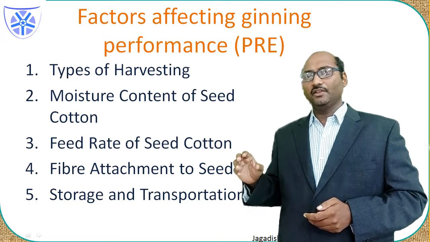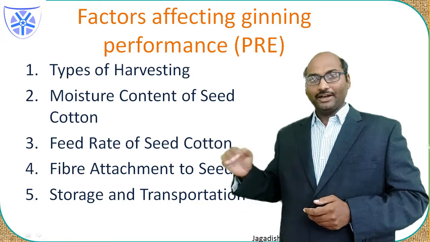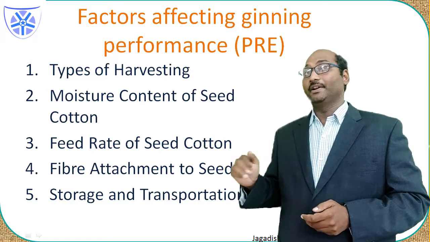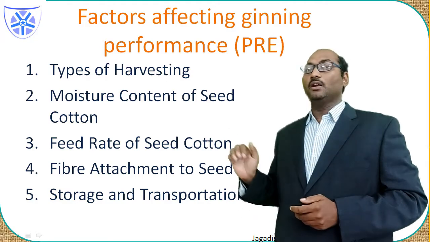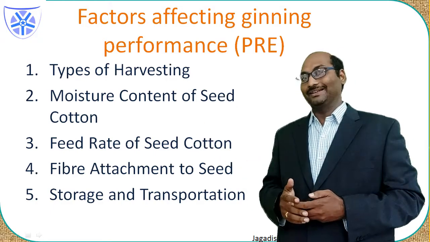So NEPS is another indirect method of seeing these fustules. The second one is the trash percentage, which can be directly assessed. The lower the trash, the better it is. Okay, so we are going to see in detail about these parameters in this class.